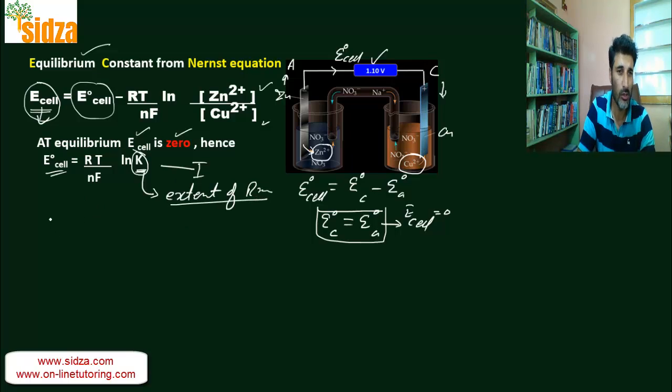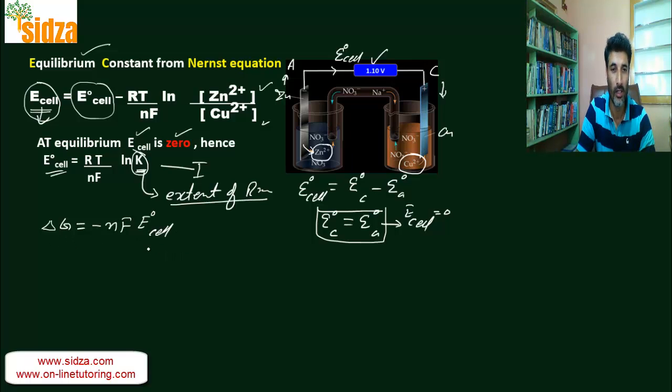Now we have also learned that this delta G, which is the Gibbs free energy, the decrease in the free energy of the system, will be equal to minus nF E0 of the cell. This is what we learned in the previous video, that the maximum work that we can obtain from a cell will be equal to minus nF E0 of the cell. So delta G indicates the decrease in the free energy of the system, which is the maximum work you can obtain from a particular cell. We discussed this in detail there.